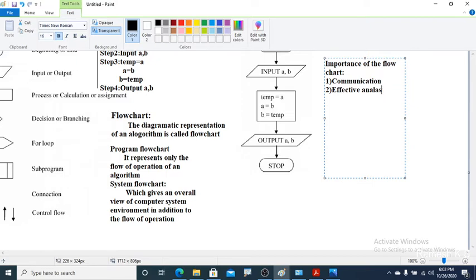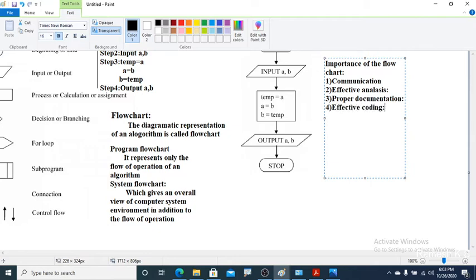The second one is effective analysis. Effective analysis means that with the help of the flowchart, a problem can be analyzed in a more effective way. The third one is proper documentation. In proper documentation, generally we know that program flowcharts serve as good program documentation, which is needed for various purposes. The fourth one is effective coding.